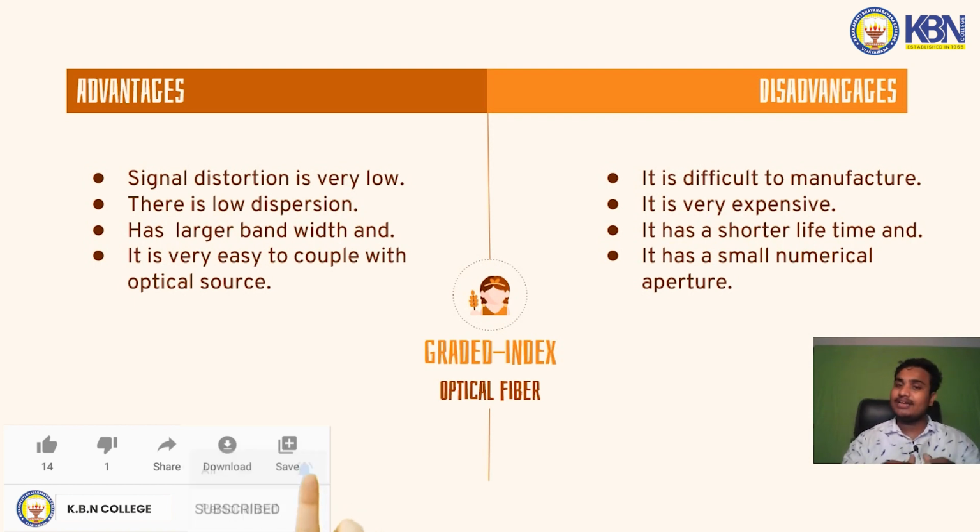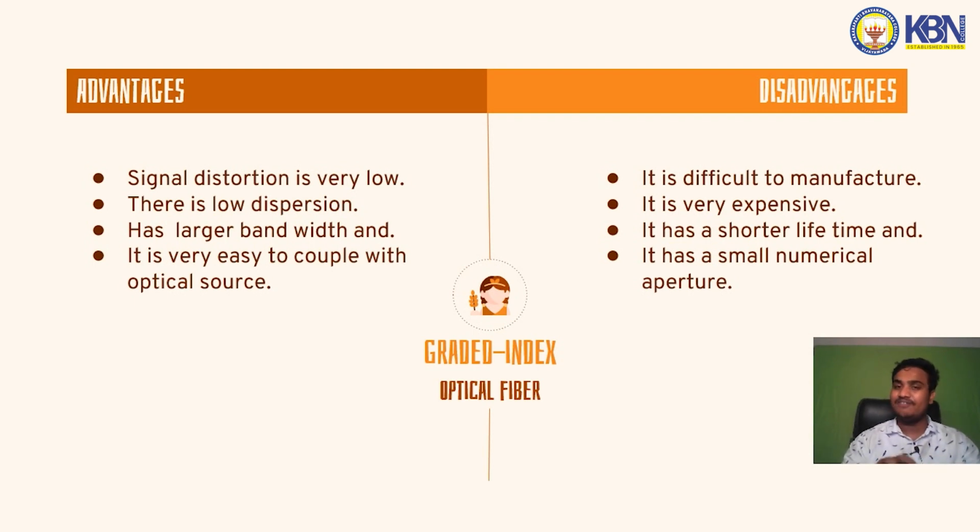Now coming to the disadvantages, graded index fibers are difficult to manufacture because of their fabrication. They are very expensive compared to the step index fibers. They have a shorter lifetime compared to the step index fibers, and they have a smaller numerical aperture. These are the advantages and disadvantages of graded index fibers.